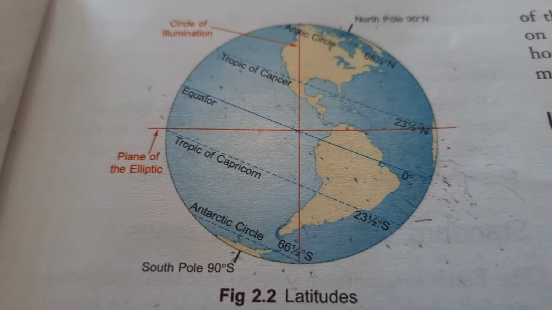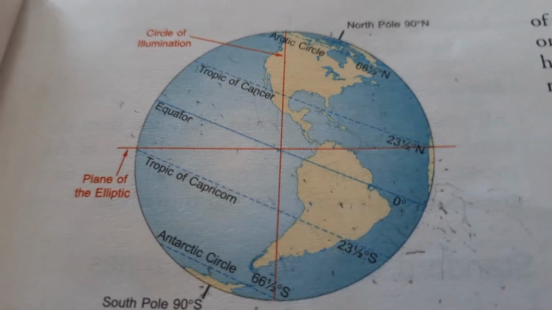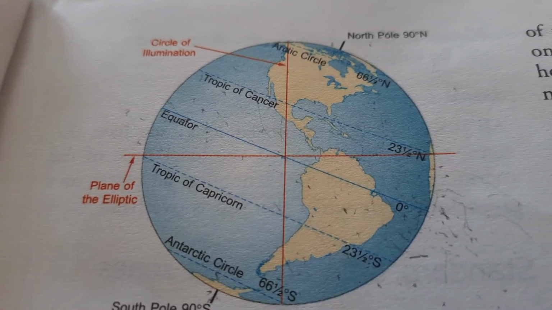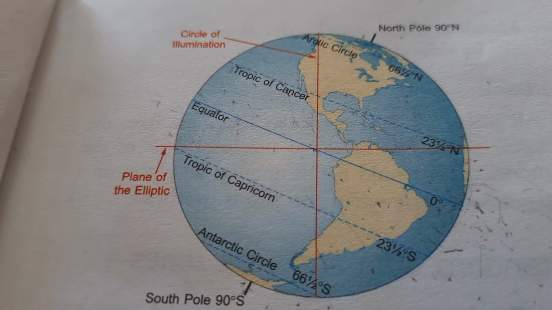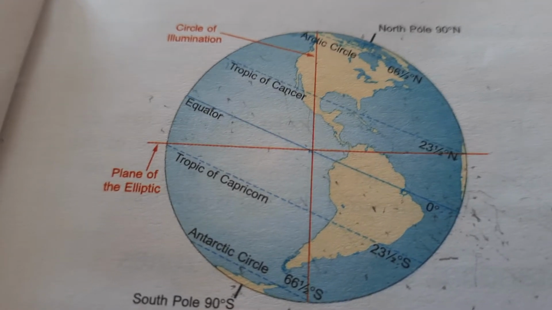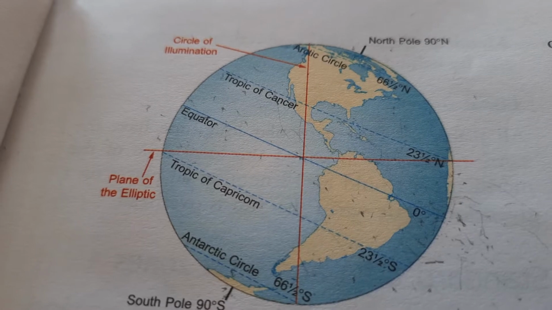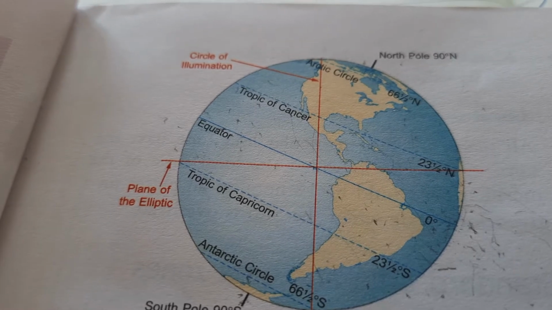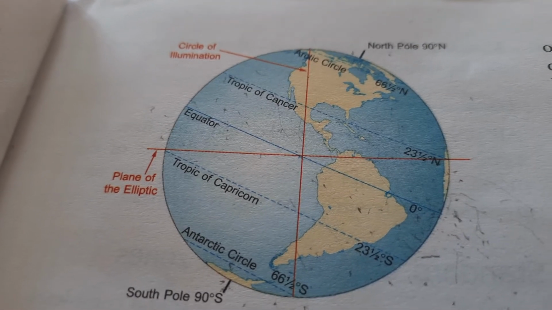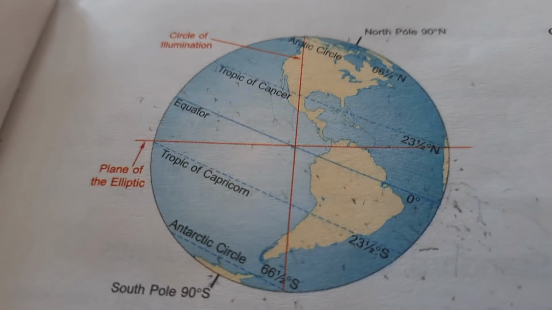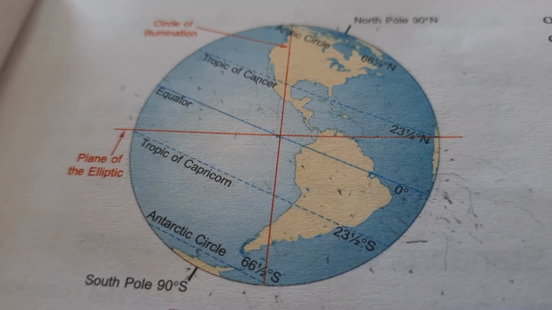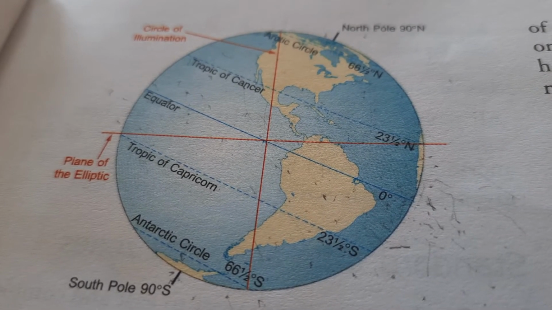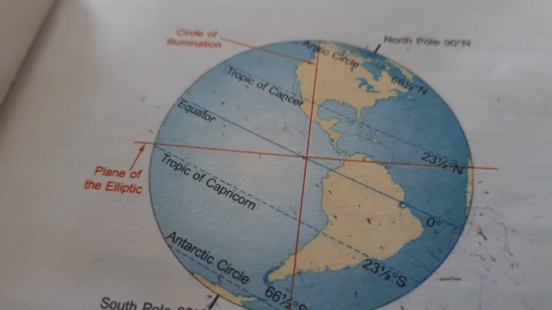So in this latitudes paragraph, we can ask two questions. One is, define latitudes. Latitudes are imaginary lines that run horizontally in a west-east direction. Another one is, why are latitudes also called parallels of latitude? Latitudes are also called parallels of latitude because they run parallel to each other. Is it clear, students?